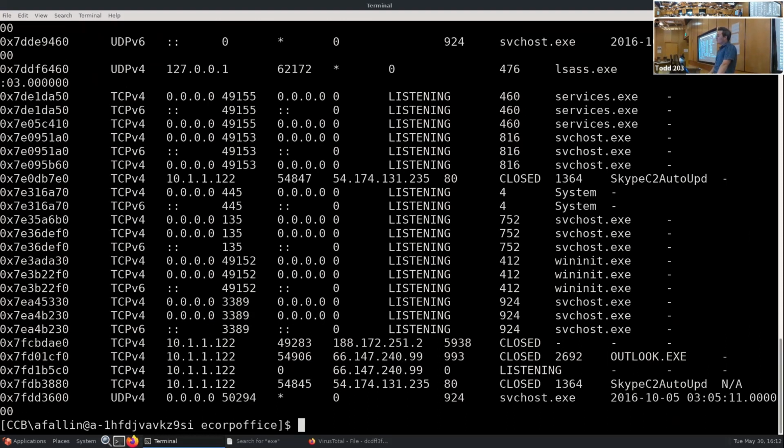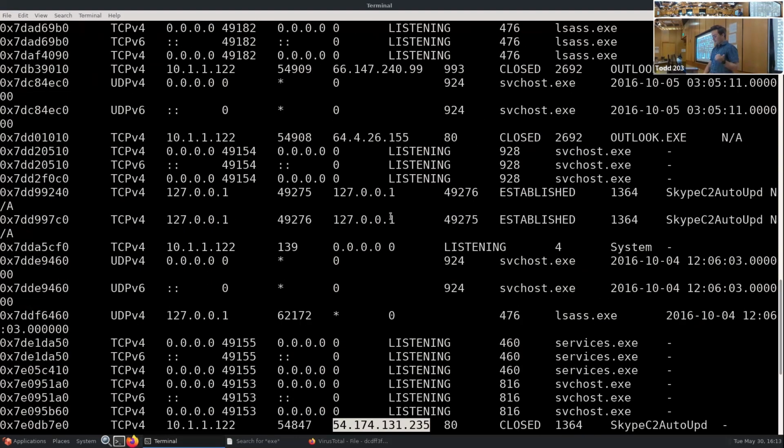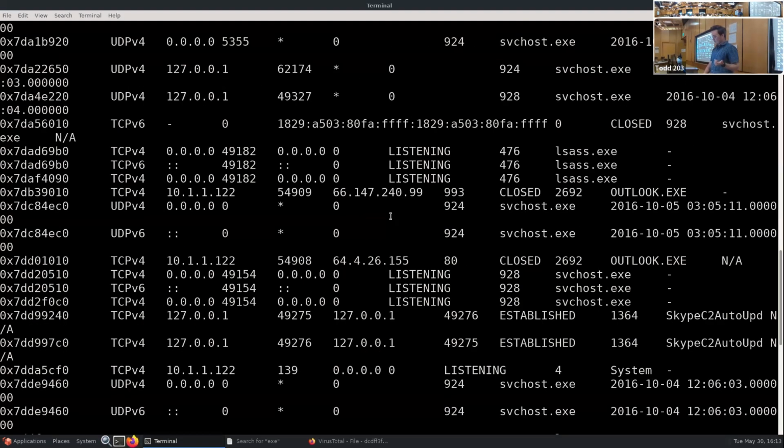So we can see what ports are listening, which ones are open, where they're coming from, the ID, and the IP addresses. So we can see that Skype C2 auto updater is using this IP address right here. Using netscan, we can see what ports are listening. We can potentially see whether or not a port is listening where it shouldn't be, or something has been turned on.